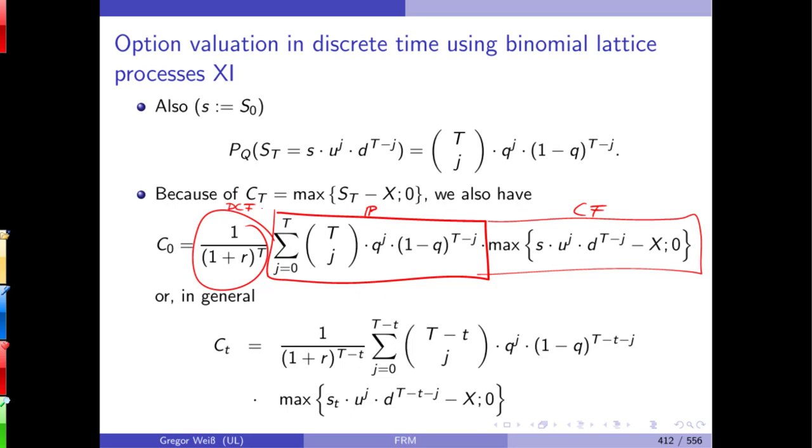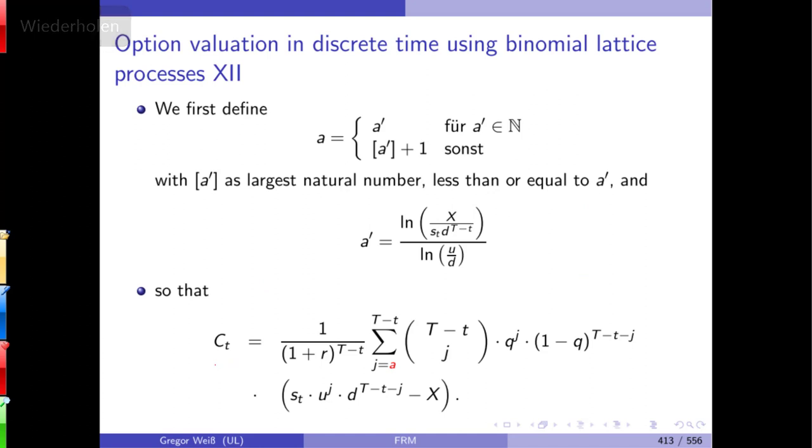Ja? Erwartungswert bilden der diskontierten Zahlung. Oder den Erwartungswert diskontieren ist das gleich. Or if you are looking for the option price somewhere between 0 and capital T, so not 0, but in t, well, you can only have gone up J times, or you can only go up J minus t times, and then you can only go down T minus J minus t times. Yeah, it's slightly different, but still the same.